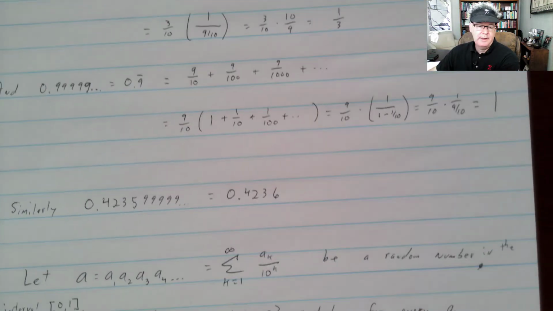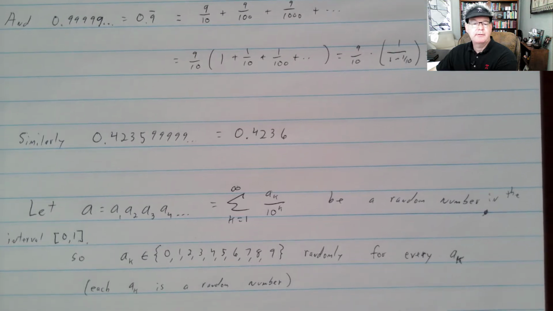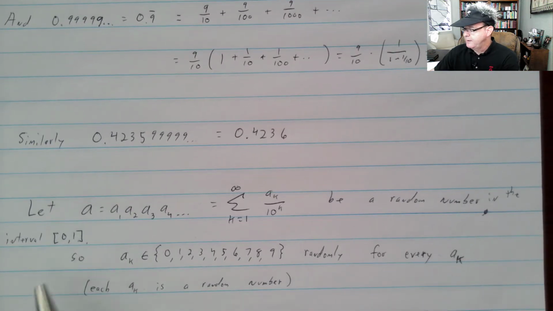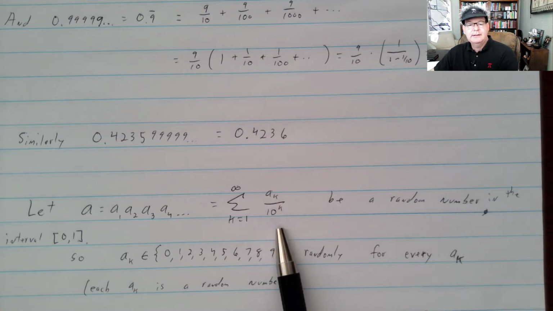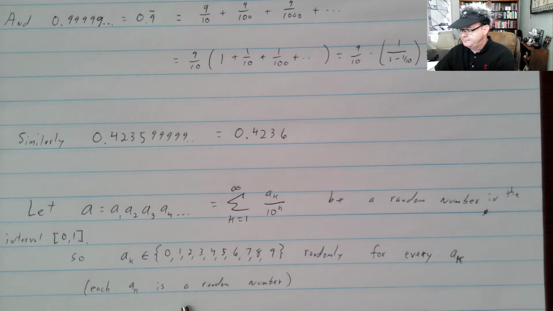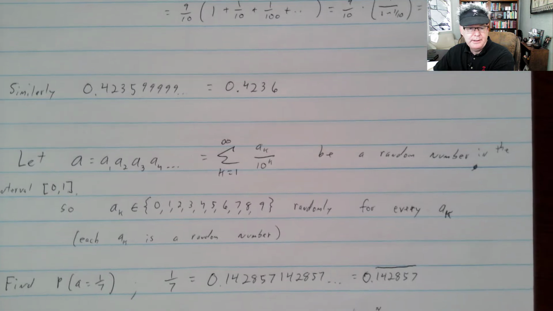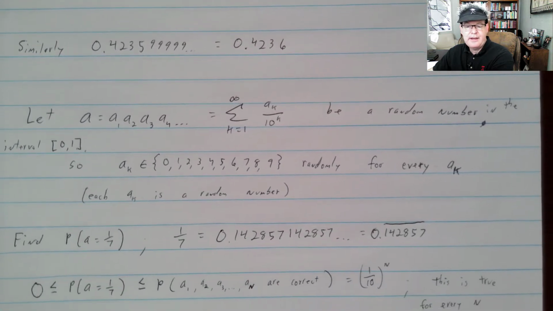Anyway, let's say we have a random number in the unit interval, and basically each digit is a random number in this list of 10 numbers, 0 through 9. So if you had a 10-sided die and you rolled it over and over, getting a random number each time, that would be how we create our random decimal. The sum of a_k over 10 to the k gives the kth digit, and that'll be random. And I'll start with finding the probability the random number is 1/7.